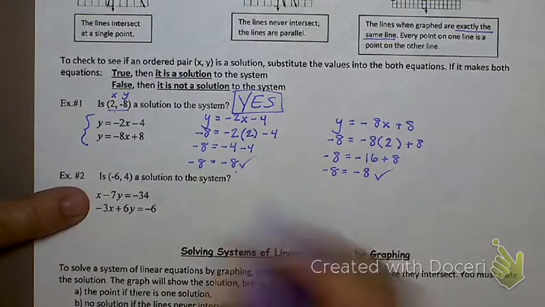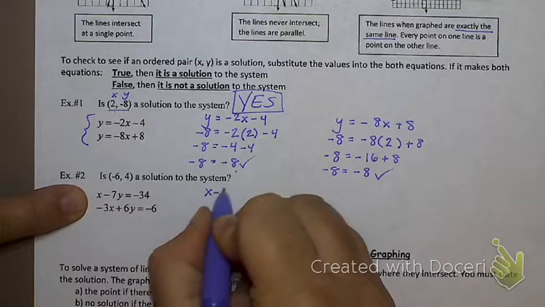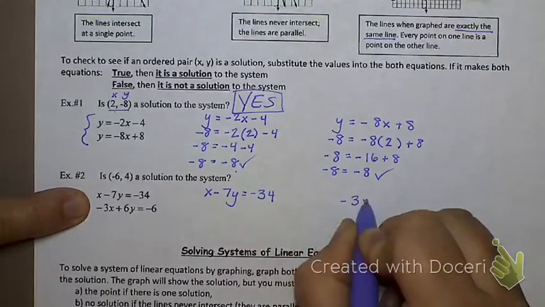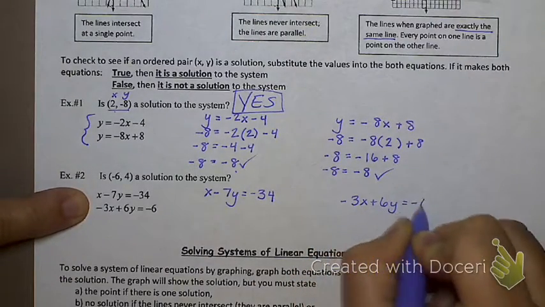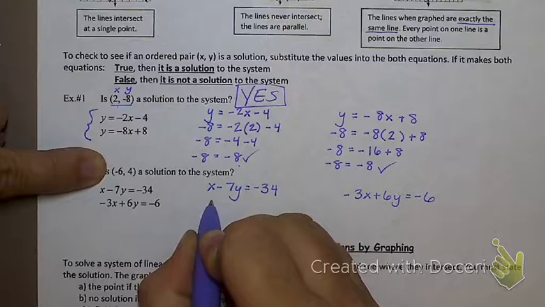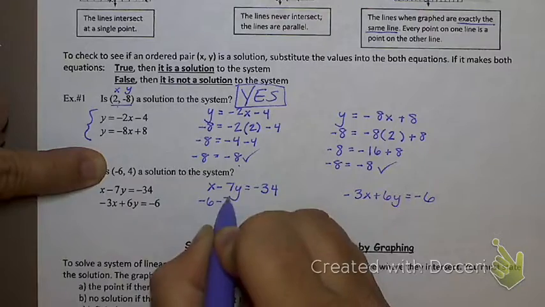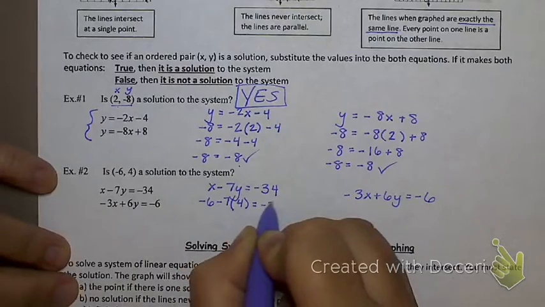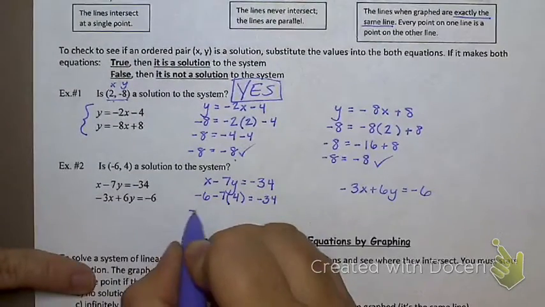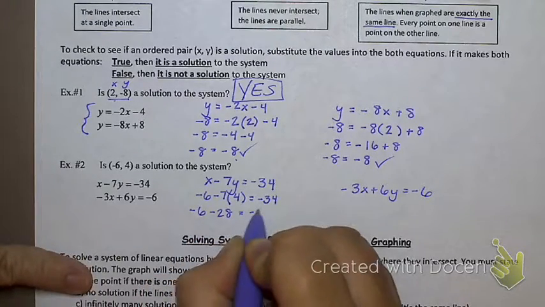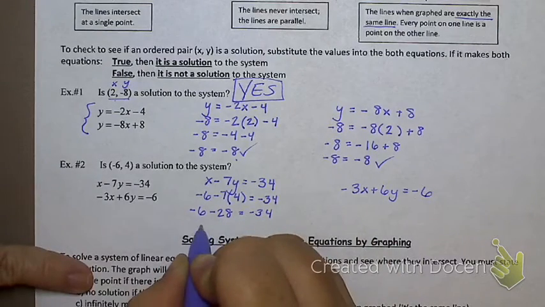Let's see. So I have two equations. x minus 7y equals negative 34. And negative 3x plus 6y equals negative 6. And I'm plugging in this point, (-6, 4). So over here, what am I going to plug in for x? Negative 6 minus 7. What do I plug in for y? 4. Does that equal negative 34? That's what I'm looking for. So negative 6. What's negative 7 times 4? Equals negative 34. What's negative 6 minus 28?